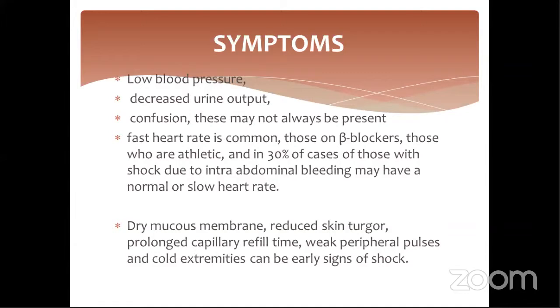This may not always be present, but many times a fast heart rate is common, except in those on beta blockers. In athletes, in 30% of cases, shock due to intra-abdominal bleeding may present with a normal or slow heart rate. That means the heart rate is normal or slow, but this happens in 30% of cases.